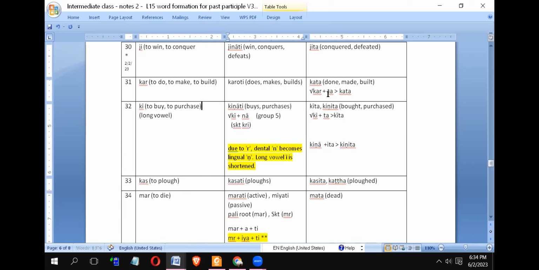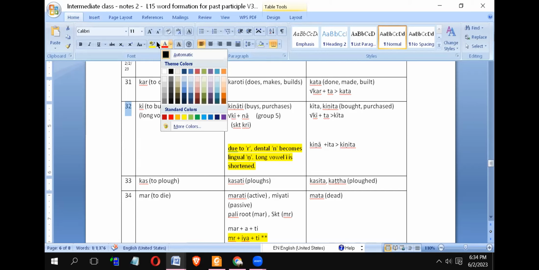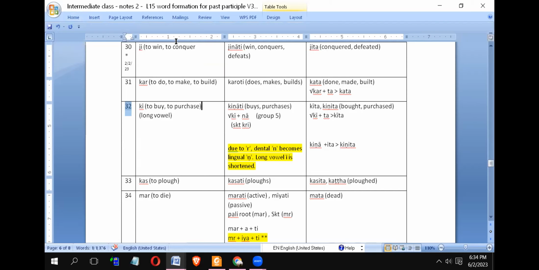All right, and why is it the R? Where does the R come from? Due to R, the N changes to N dot because of this Sanskrit R. You can only see it in Sanskrit. You cannot see it in Pali. Okay, so if you come across this special one, just make a mark here. Anyway, put the yellow color, whatever.